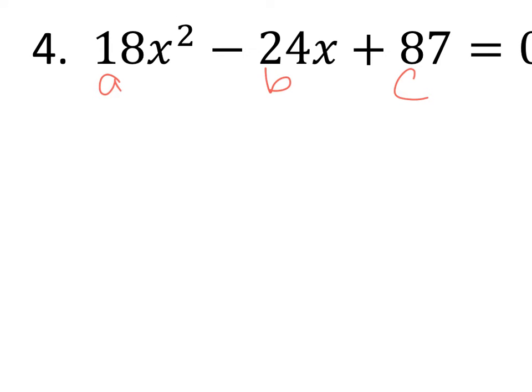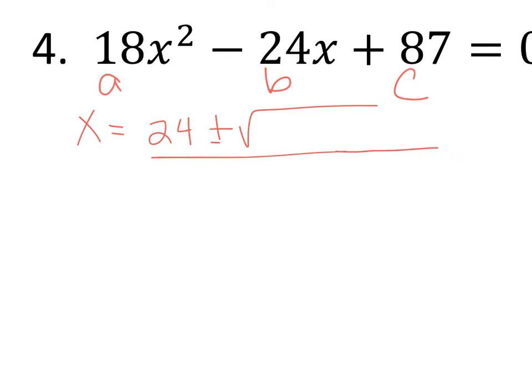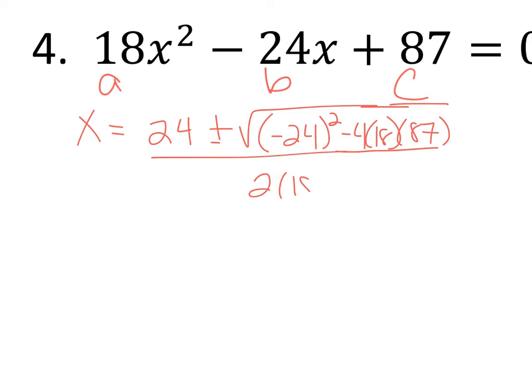So x equals negative b. So that would just be 24 because of the negative that's there. Once you get comfortable with this, you will start to skip steps. B squared, that's negative 24 squared. Minus 4, A is 18, and C is 87. All over 2A, which is 18. X equals 24. 2 times 18 is 36. Plus or minus the square root of.